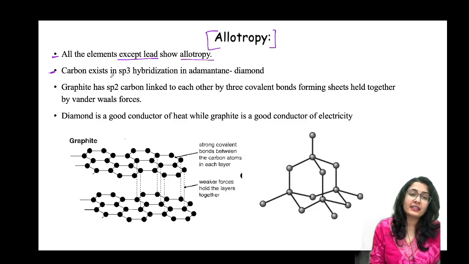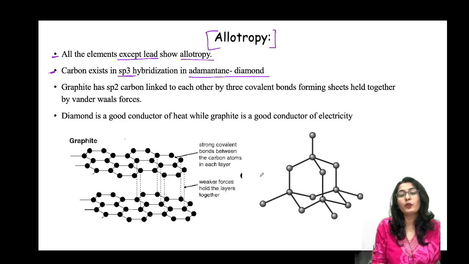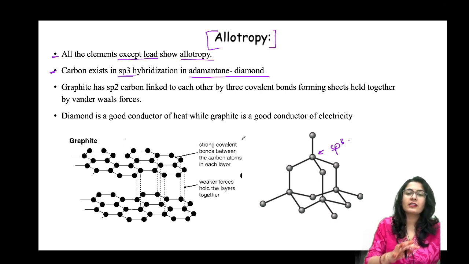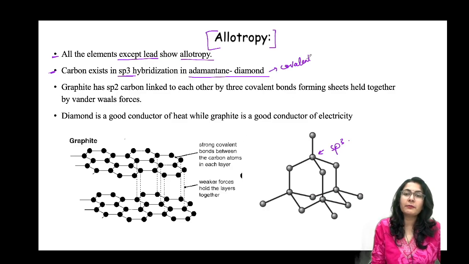Carbon exists in sp3 hybridization in adamantane, which is the monomer unit of diamond. Here it is sp3 hybridized, and that is why the structure is very strong. Okay, it's a complete covalent solid. What is a covalent solid? Covalent solid is one which is completely formed out of covalent bonds, and it is the strongest in the whole world, right?